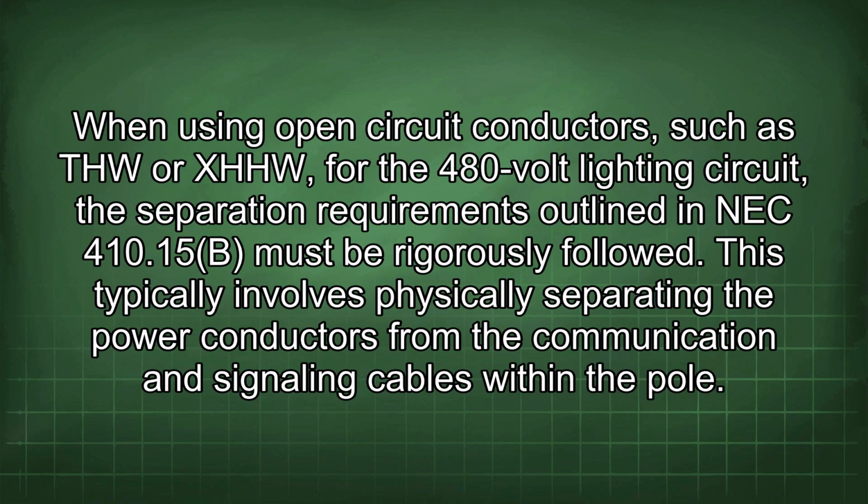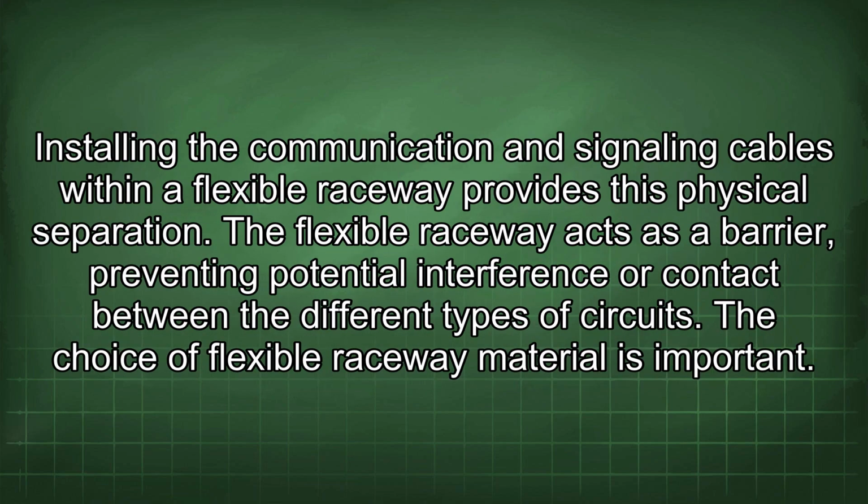When using open-circuit conductors, such as THW or XHHW, for the 480-volt lighting circuit, the separation requirements outlined in NEC 410.15(B) must be rigorously followed. This typically involves physically separating the power conductors from the communication and signaling cables within the pole. Installing the communication and signaling cables within a flexible raceway provides this physical separation. The flexible raceway acts as a barrier, preventing potential interference or contact between the different types of circuits.